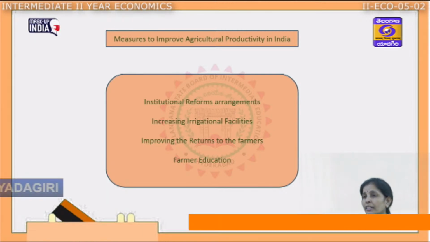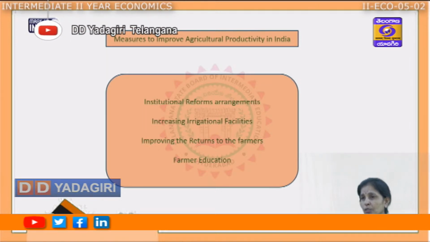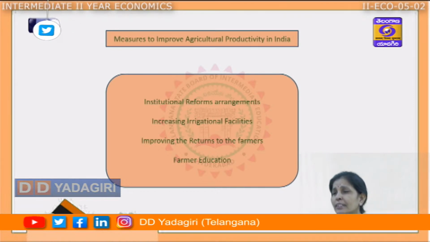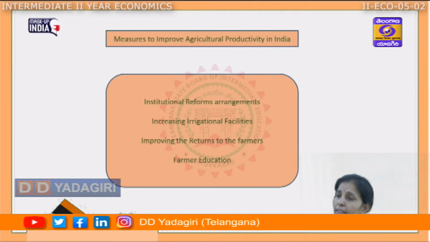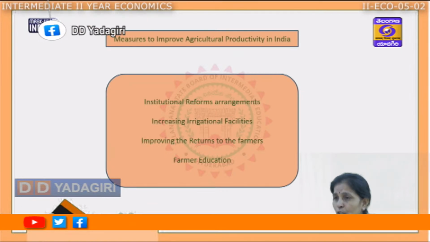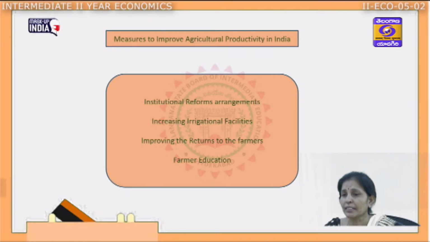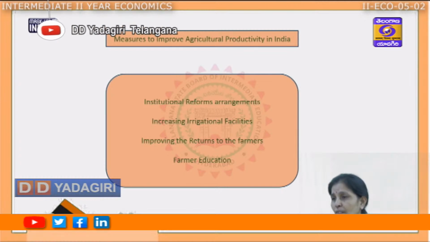The most important is farmer education. When I talk about education, here we refer to technical education, adult education, and agriculture education, which is very important. That is, awareness about modernization, awareness about adaptability to technology, and awareness about the cropping pattern. All this has to be taught to the farmers.